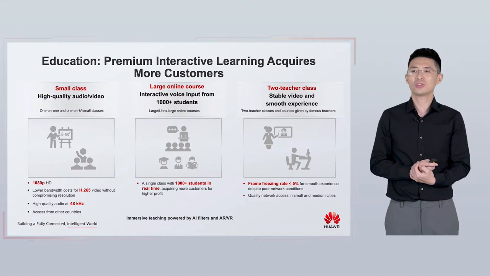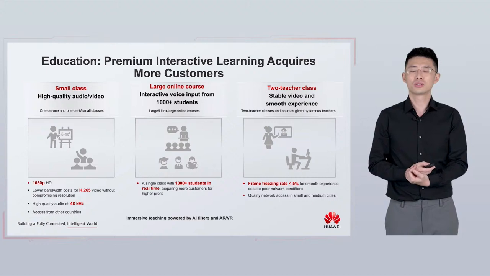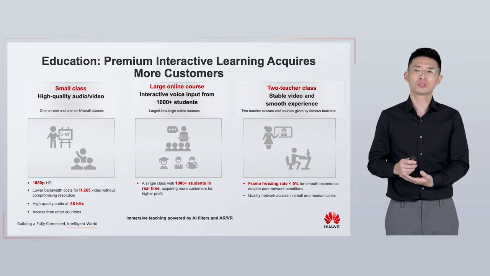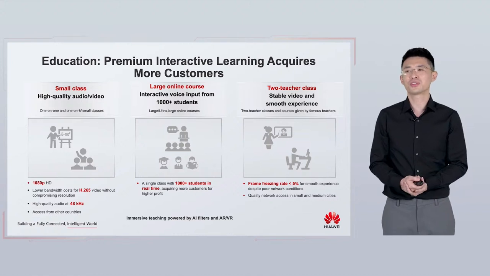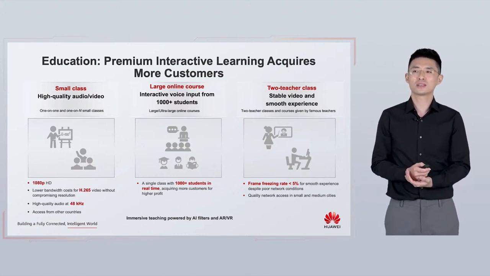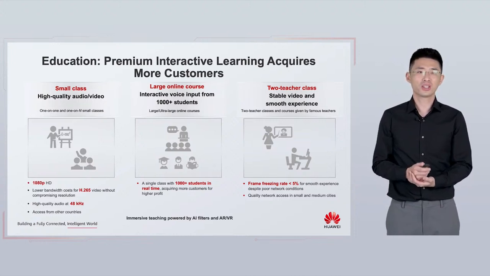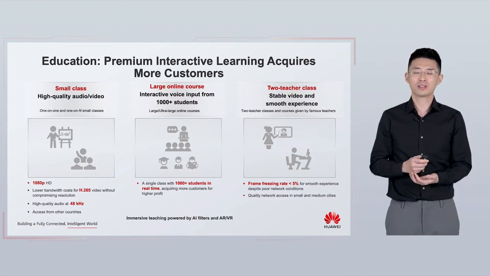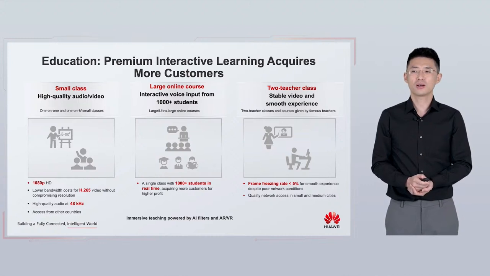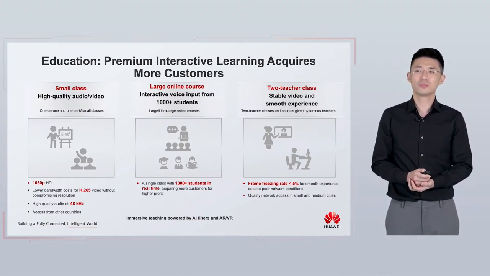The second scenario is large online courses. Here we don't have a limitation for the students. We have interactive voice input from more than 1,000 students, and a single class can acquire more customers for higher profit. And the third scenario is two-teacher classes. For stable voice, video, and a smooth experience, we have a frame freezing rate under 5% to have a smooth video experience despite poor network conditions. And the quality revolution reaches small and medium cities.